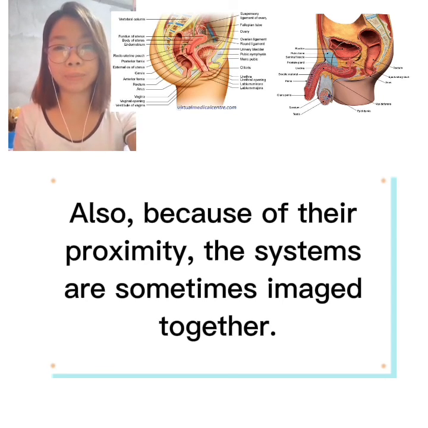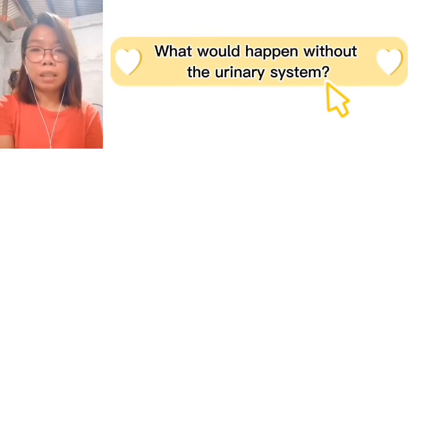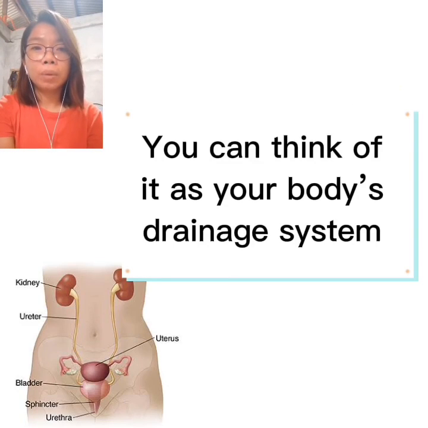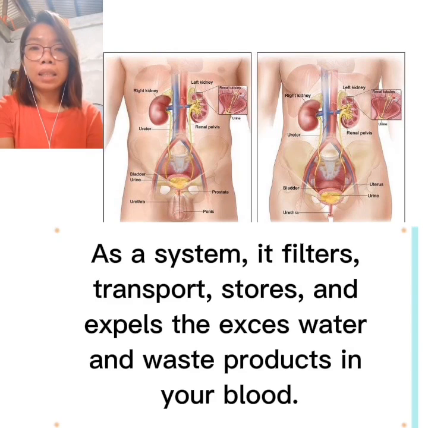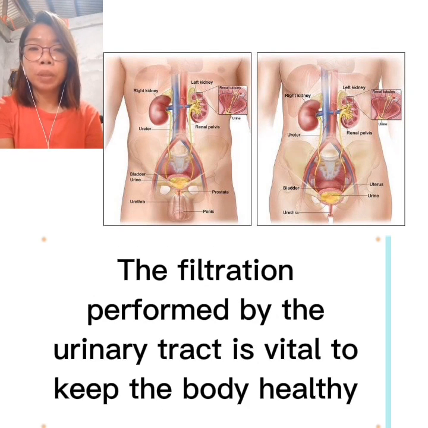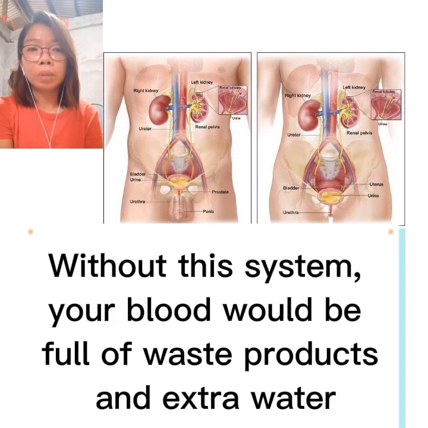What would happen without the urinary system? You can think of it as your body's drainage system. As a system, it filters, transports, stores, and expels the excess water and waste products in your blood. The filtration performed by the urinary tract is vital to keep the body healthy. Without the system, your blood would be full of waste products and extra water.